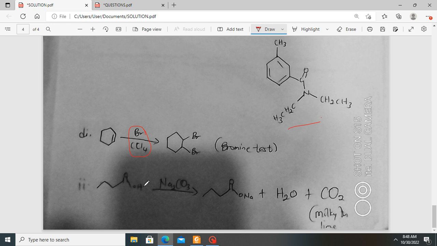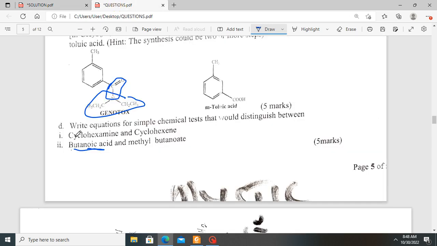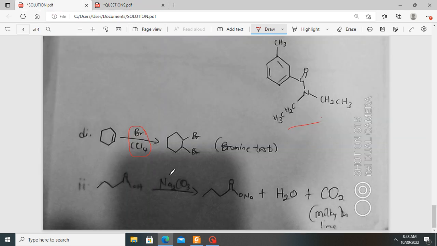If you are to use this one, the butanoic acid, this one is butanoic acid in sodium carbonate. This is going between butanoic acid and methyl butanoate. Butanoic acid in sodium carbonate, we are going to produce sodium butanoate, as in here, water and carbon dioxide.